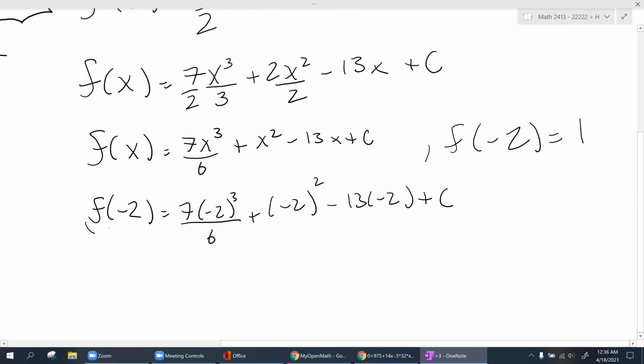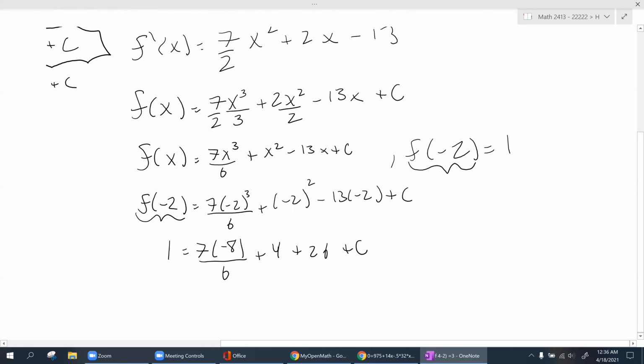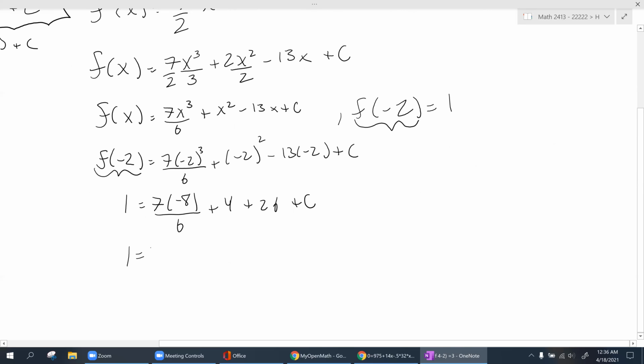Right, and I know what f of -2 is. I've told you that f of -2 equals 1. So this is 1 equals 7 times, what is that, -8 over 6, plus 4, plus -26, plus c. This simplifies to -7 times 4 over 3, so 7 times 4 over 3 plus 30 plus c. So 1 equals -28 over 3 plus 30 plus c.